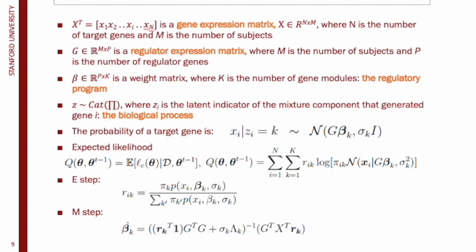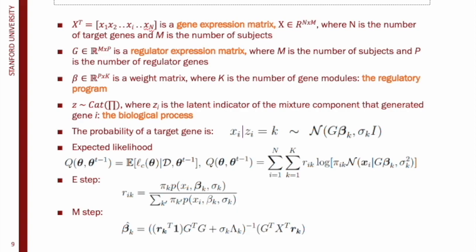And then, as typical with latent variable mixture models, Z is a categorical variable. Z sub i is a latent indicator of the mixture component that generated gene i. The probability of target gene X sub i is formulated as we see on the screen. We need this to calculate the likelihood of the data to solve our estimation problem. We typically look at the likelihood function of our data. However, in our case with a latent variable model, and since the cluster assignments Z sub i are not observed, the expected likelihood is used instead.